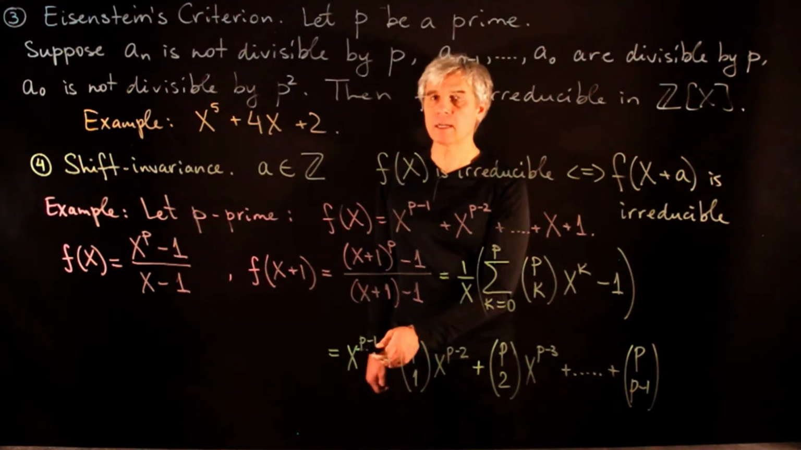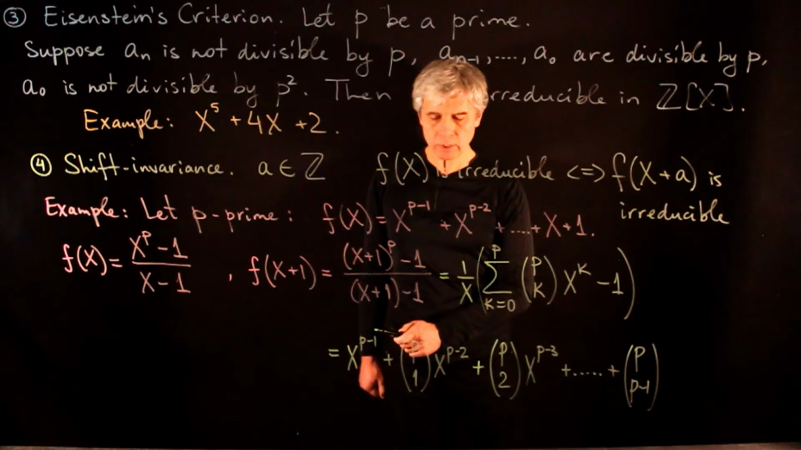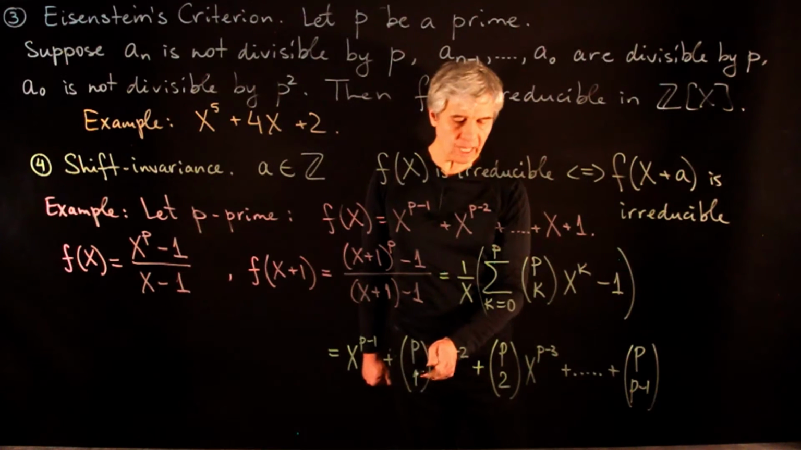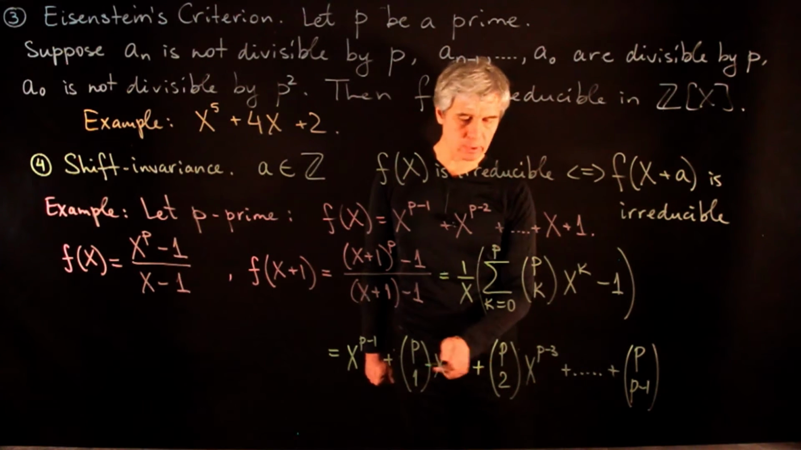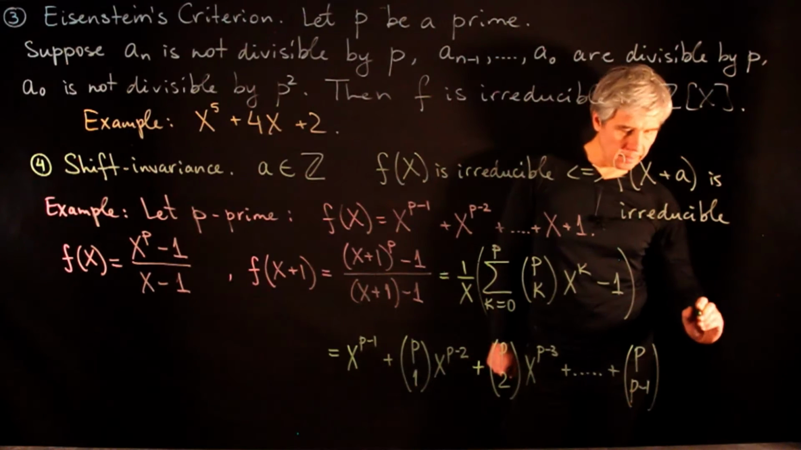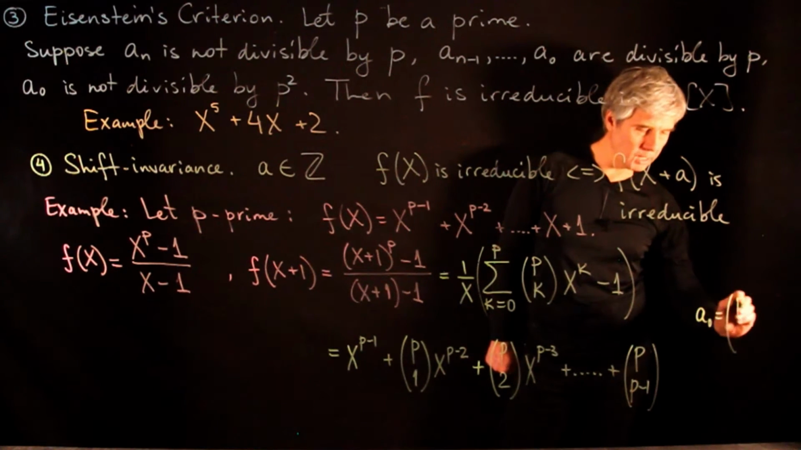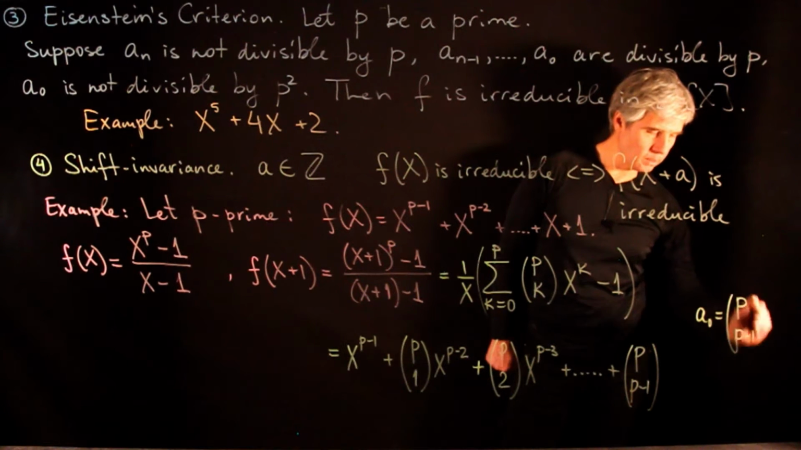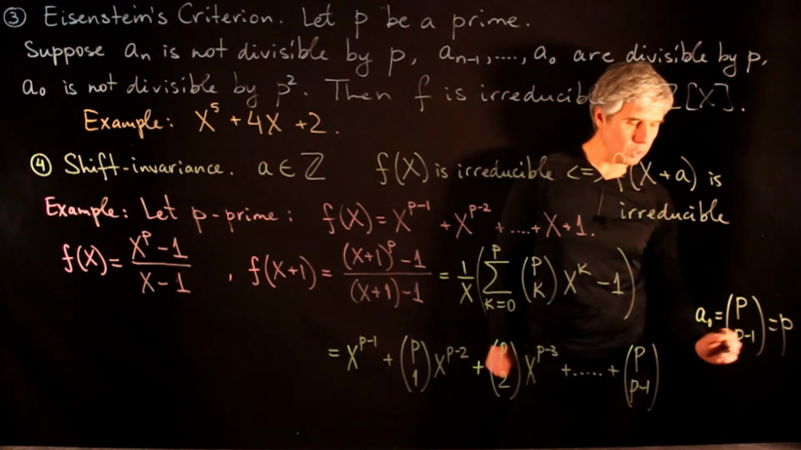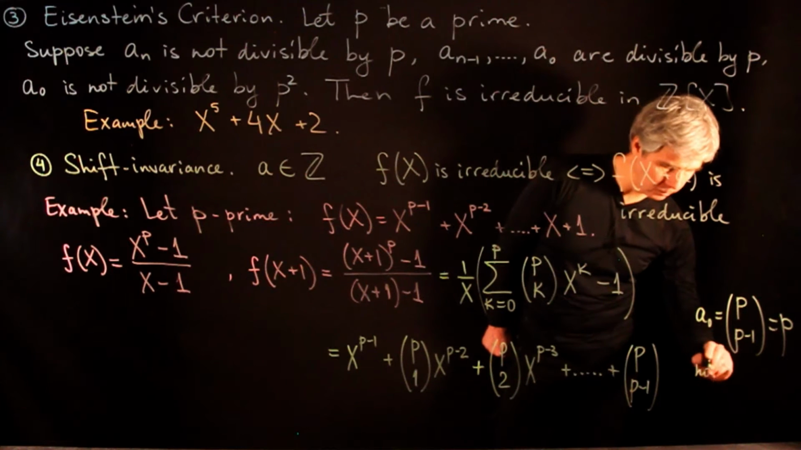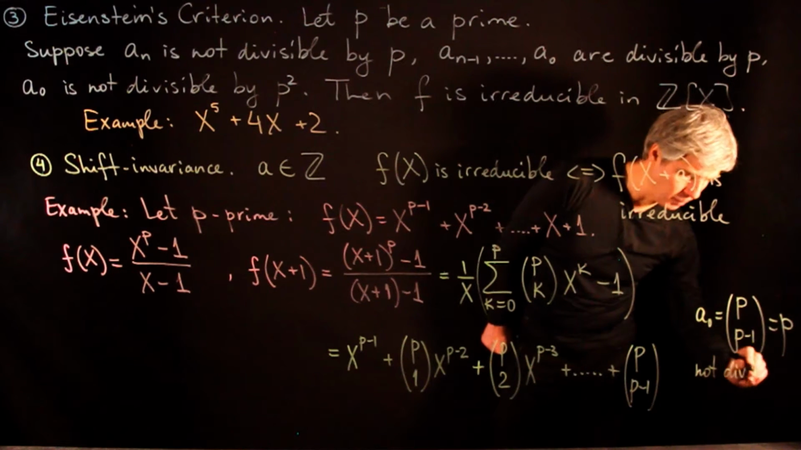Now what we see here is that the leading coefficient is not divisible by p. Then all other coefficients are now divisible by p. And the constant term a_0, which is p choose p-1, is equal to p. So this is not divisible by p squared.